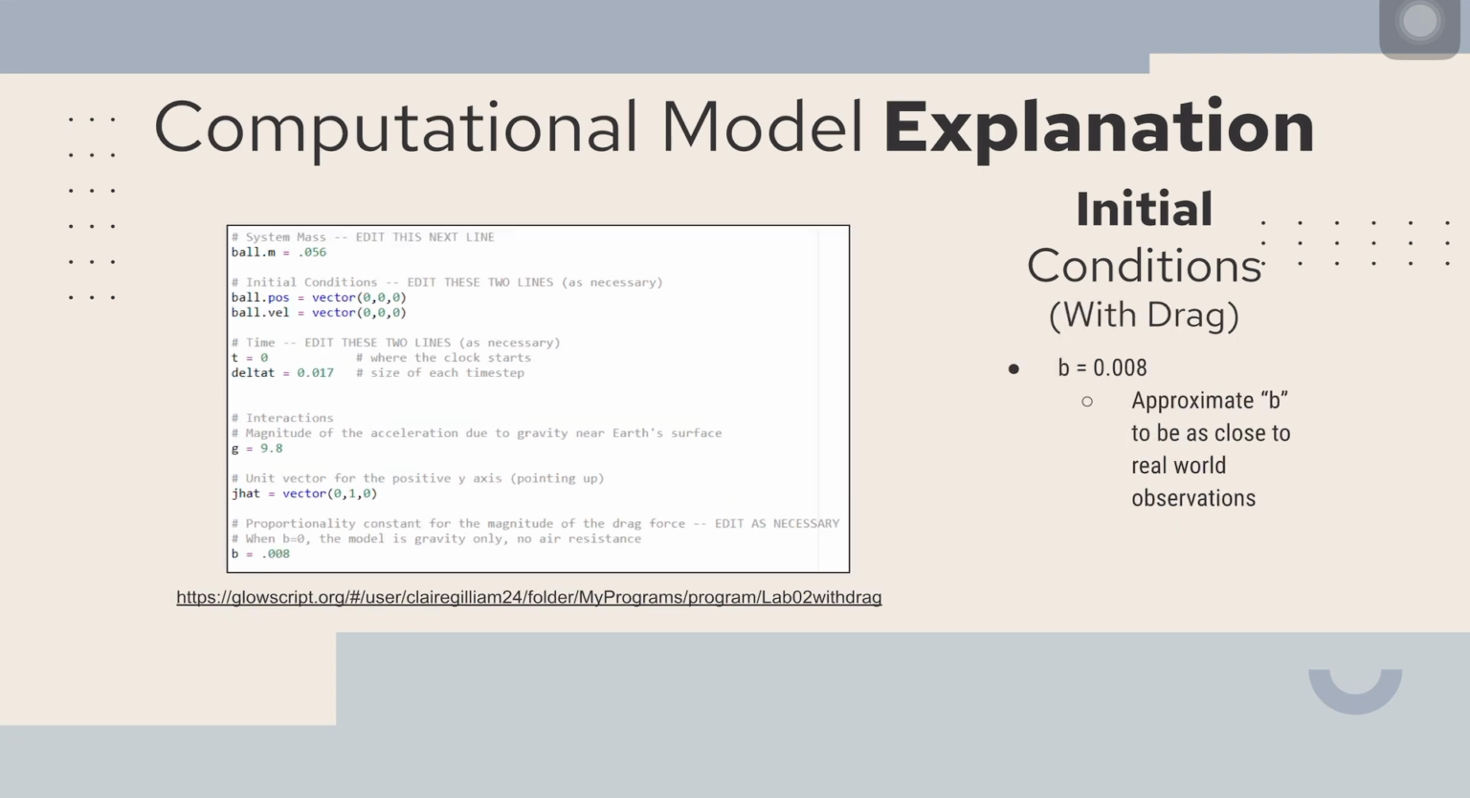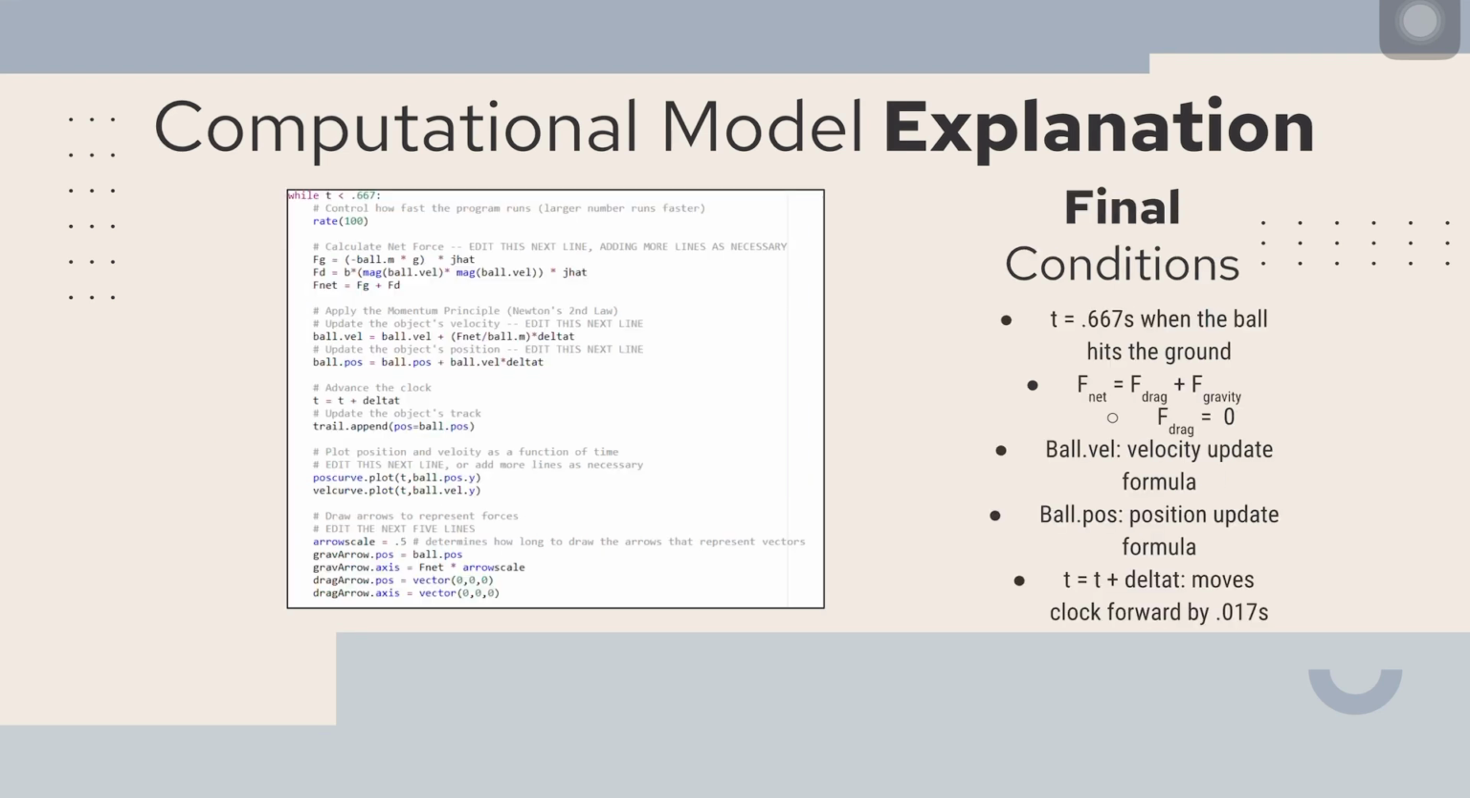However, in the initial conditions for the model with drag, we see it's pretty much the same. However, b is equal to 0.008, which we approximated to be as close to real-world observations as possible, as this model does include drag. The final conditions are the same for both models. We see that t is equal to 0.667 seconds, because that's when the ball hit the ground.